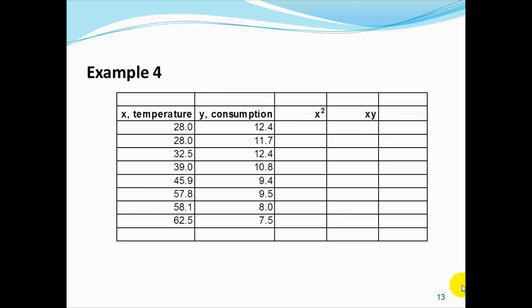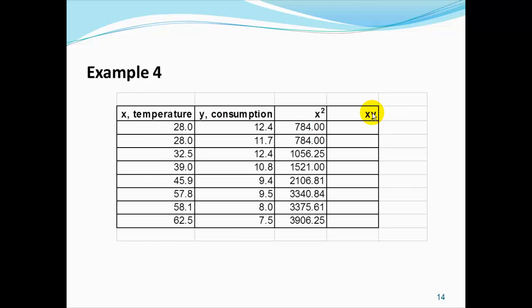We begin by setting up our table and placing all of our x values in the first column, our y values in the second column, setting up the column heading x squared for the third column, and the column heading xy for the fourth column. Next, we fill in our x squared values for each row. 28 squared, 32.5 squared is 1056.25. We continue this for all of our rows.